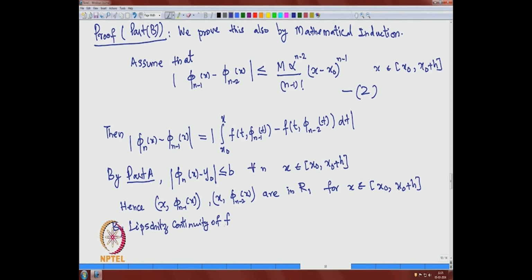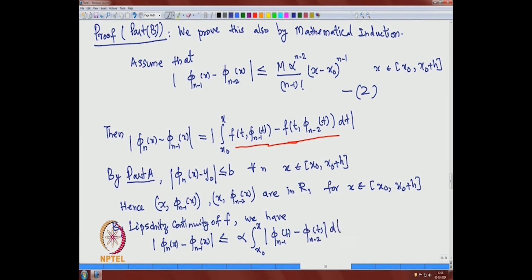So, if we apply the Lipschitz continuity of f on this difference, we have the absolute value of phi n x minus phi n minus 1 x, which is less than or equal to alpha times, where alpha is the Lipschitz constant, the integral from x 0 to x of phi n minus 1 t minus phi n minus 2 t dt.